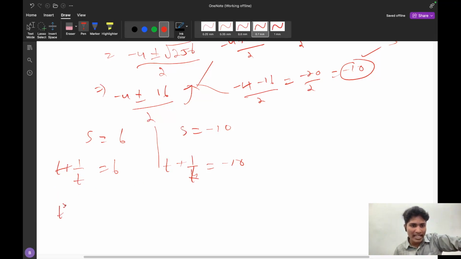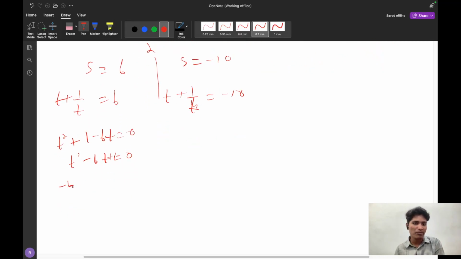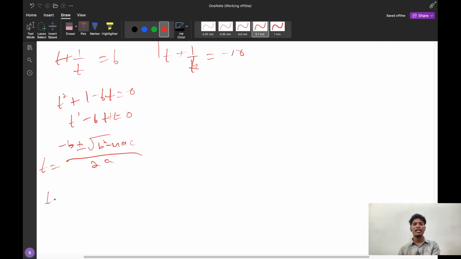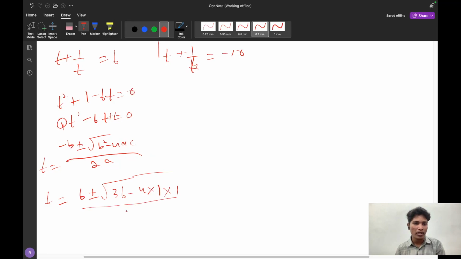Here if I write t square plus 1 minus 6t is equal to 0, so t square minus 6t plus 1 equal to 0. Now using the quadratic formula, minus b plus or minus root of b square minus 4ac divided by 2a. Again I have to find the value of t now, not s. So t equals minus b, it is minus of minus 6, it is plus 6, root of 6 square, it is 36, minus 4 into a. What is the value of a? a is 1 because it is the coefficient of t square. Into c, what is the value of c? c is the constant, it is plus 1, divided by 2a, 2 into 1.